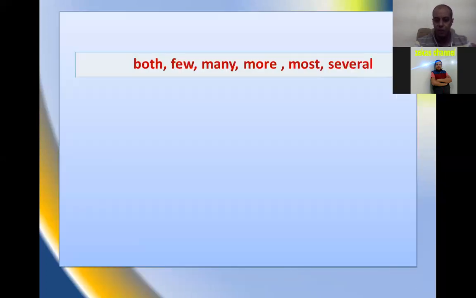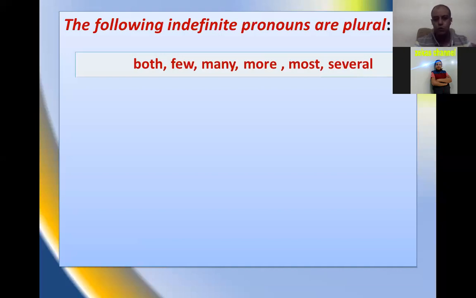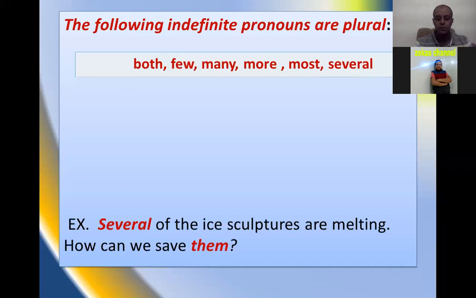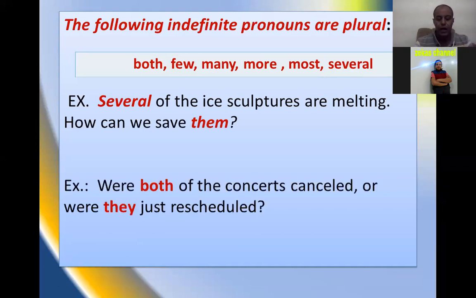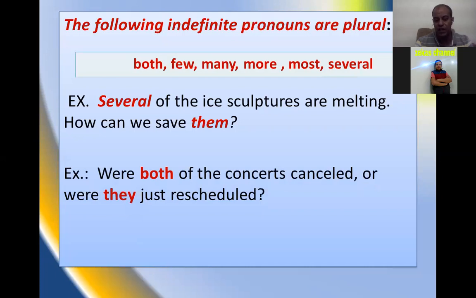What about the plural indefinite pronouns? For example, those, few, many, more, most, and several. For example, when we say several of the ice sculptures are melting, how can we save them? Several, as an indefinite plural pronoun, we can use the personal pronoun them to refer to it. Another example: were both of the concerts canceled, or were they just rescheduled? They, as a personal pronoun, refers to the antecedent both. Both is a plural indefinite pronoun.